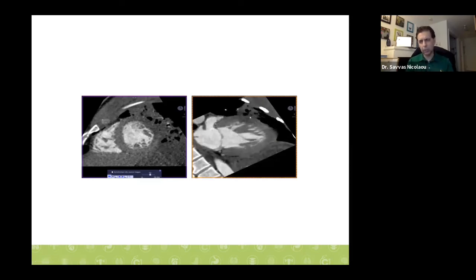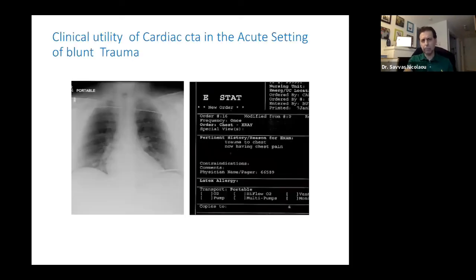So no need to take the patient and put them on a bypass machine. Bad outcome if they were going to be put on a bypass machine. Decreased contractility, very poor ejection fraction. The patient probably would not have come off the bypass machine. Cardiac CT, saving the patient's life, directing appropriate management.